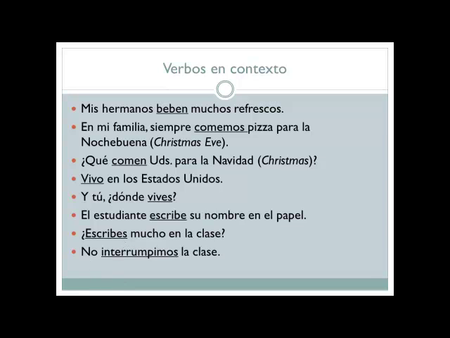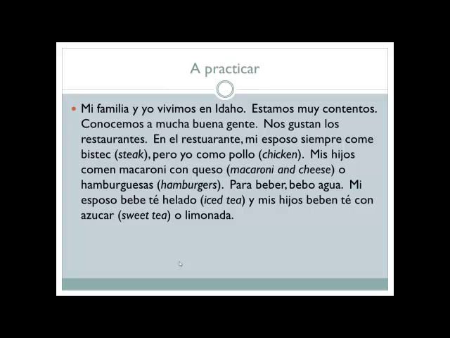And the last one, again, there's no subject pronoun. We can tell that the subject is nosotros because of the imos ending. No interrumpimos la clase. So, a practicar. So let's look at this passage here. I'm going to read it through, and what we're looking for is words that we can tell are ER or IR verbs. Mi familia y yo vivimos en Idaho.